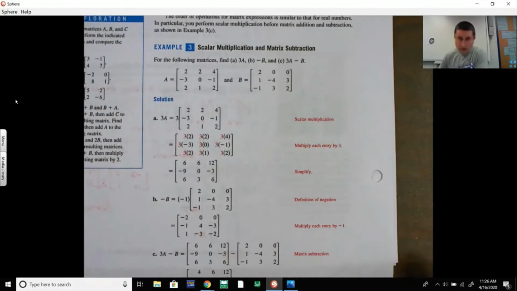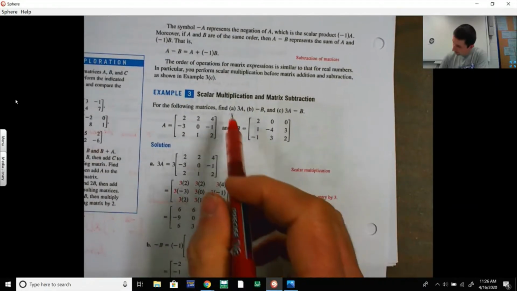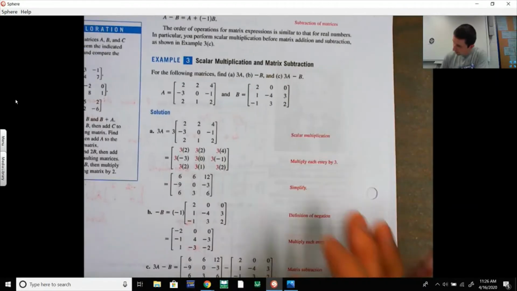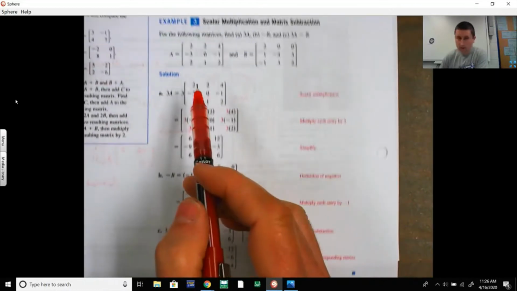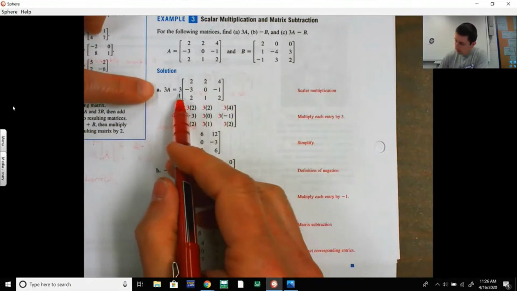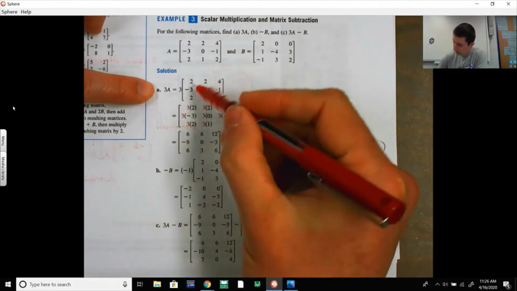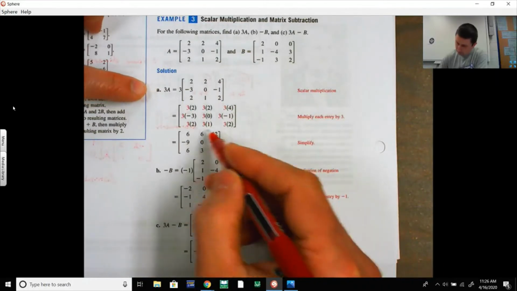Okay, subtraction sign, we talked about that already. So scalar multiplication, matrix subtraction, you can look through these examples. If they want 3 times A, they're giving you A and B. 3 times A would be just 3 times every element. So 3 times 2, 3 times negative 3, 3 times 2, all the way through. That would be your answer right there.